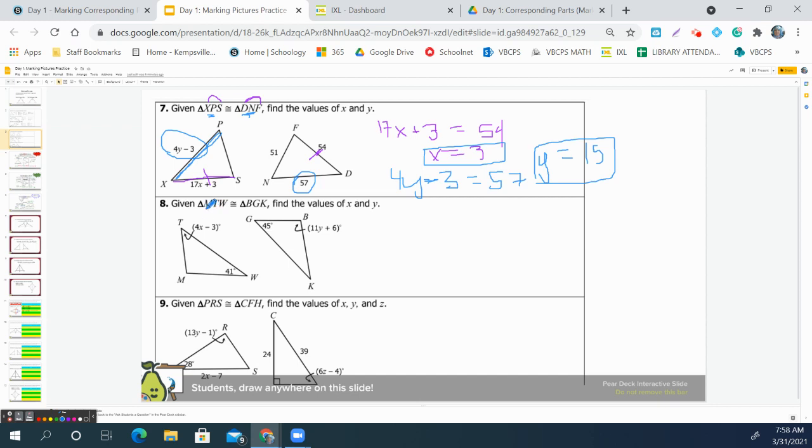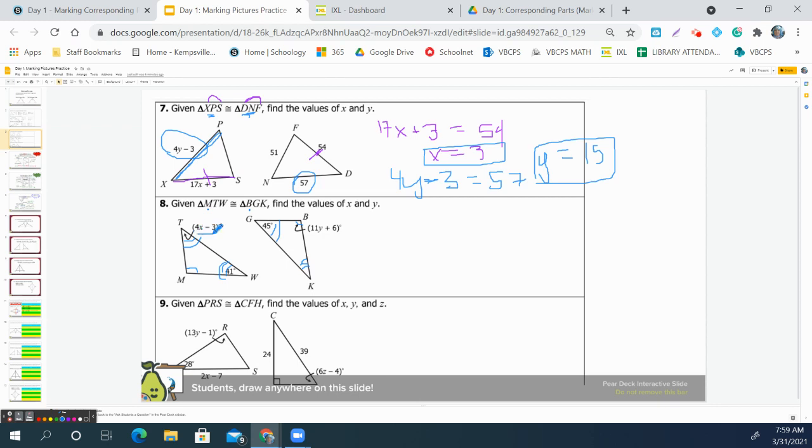So if you're looking at triangle MTW goes with BGK, the M and the B are going to be congruent, and the T and the G are going to be congruent, and then the W and the K. 1, 2, 3, 1, 2, 3. Notice that I labeled the first letters with a single loop, the second letters with 2 loops, and the third with 3 loops. Then you just find x and y by doing the same thing we did for the sides up here. So we set up the sides equal to each other.